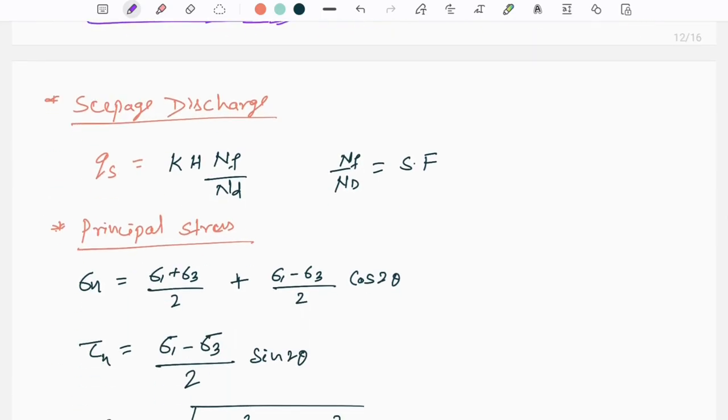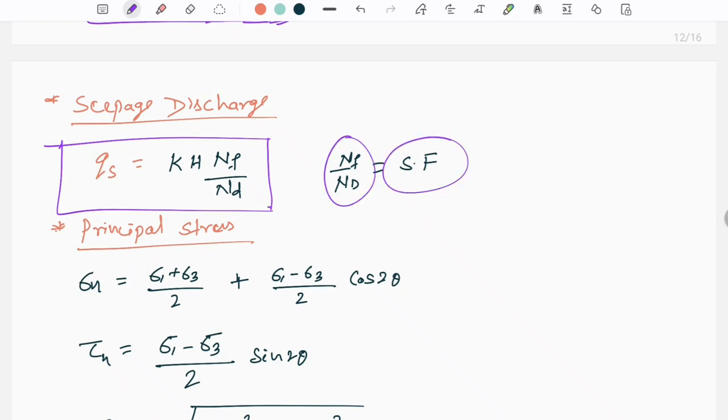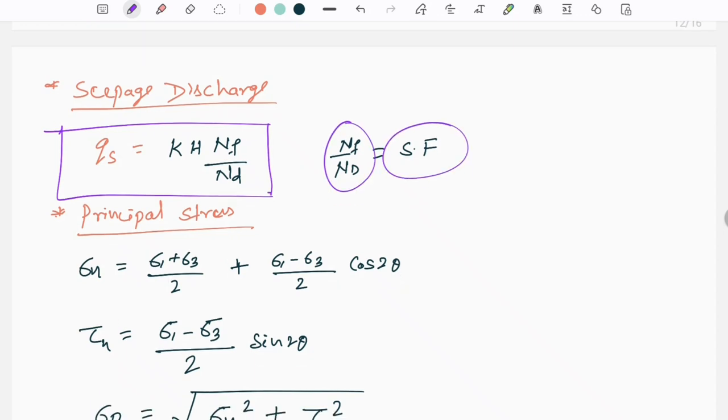Next is the seepage discharge. What is seepage discharge? The expression for seepage discharge is Qs is equal to K H into Nf upon Nd, where Nf upon Nd is the shape factor, K is the permeability, H is the head, right?